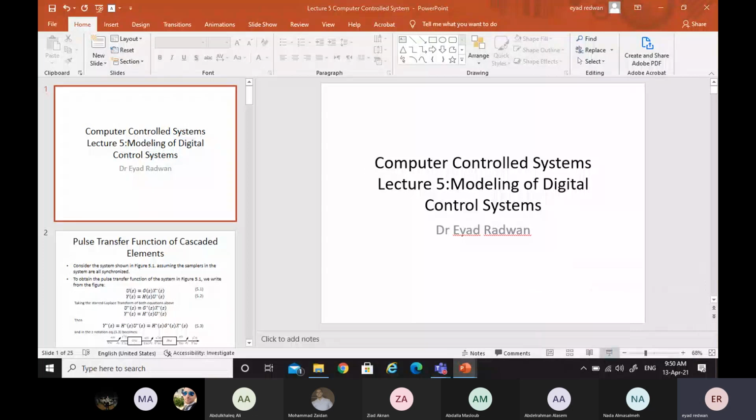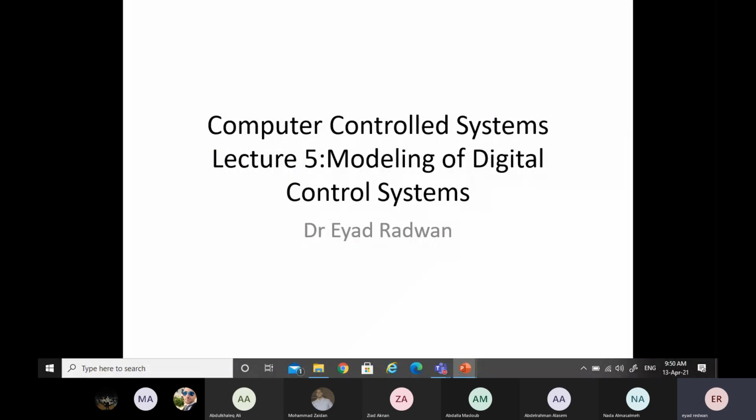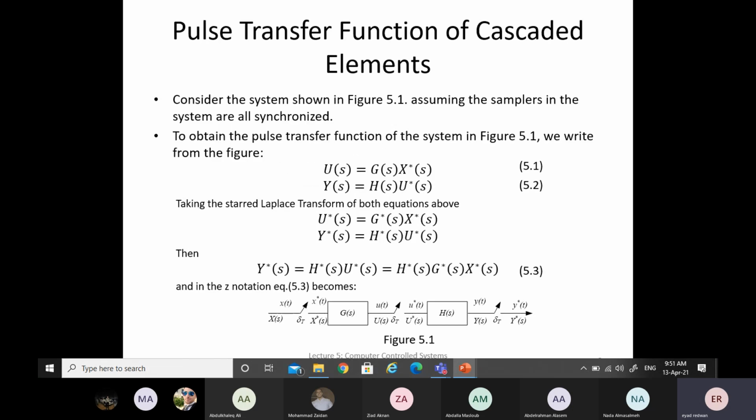Okay, today we will start lecture 5. We'll talk about modeling of digital control systems. In last class, we looked at what we call the pulse transfer function, and we were able to find the pulse transfer function of a system in the presence of a sampler.